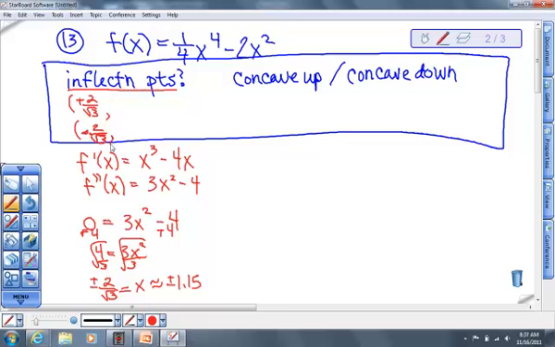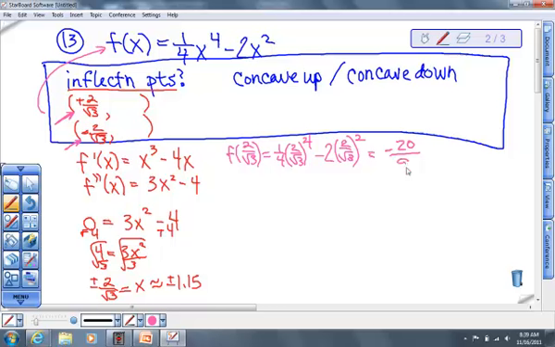So knowing that, what I need to do in order to get the actual point of inflection, I'm going to have to take these values right here, and in order to get the y values, sub them into my original function. So I'll do that right here. F of 2 over the square root of 3. And when you do this on your calculator, what I do get is negative 20 over 9, which is approximately negative 2.22, but this is for now what I'm going to be keeping.